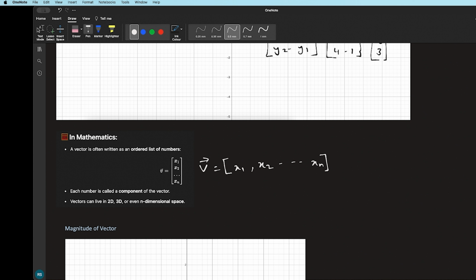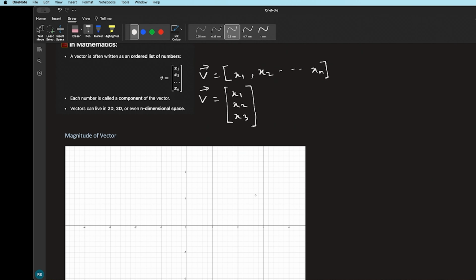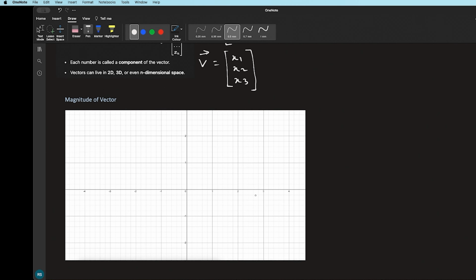Here you can see that there is a difference. This is the column vector and this is the row vector. Similarly, I can also write a vector in 3-dimensional space: x1, x2, x3. So this is a vector in 3-dimensional space. Now I want to find the magnitude of a vector.